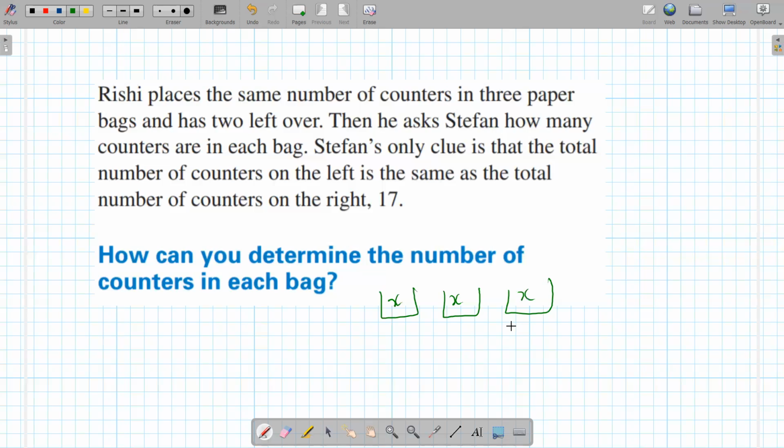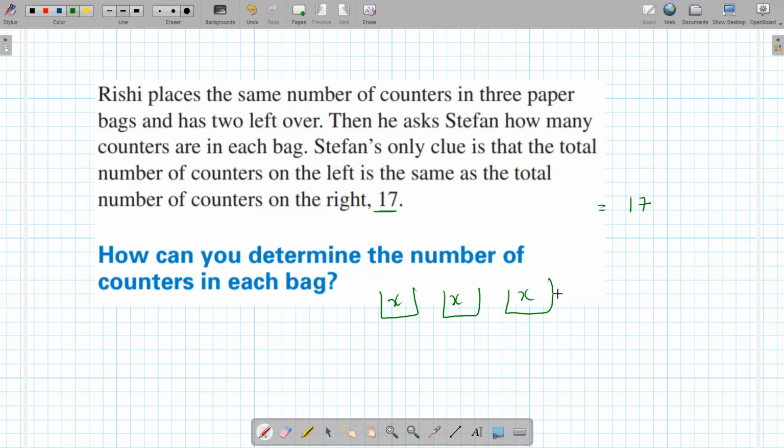And now, what else do we know? So he's put X in all 3 bags, and now he has 2 left over, okay? He has 2 left over. So how many did he have in total in terms of X? 17. No. Oh, actually, yeah, that's right. You're right. So the total number is 17, okay?